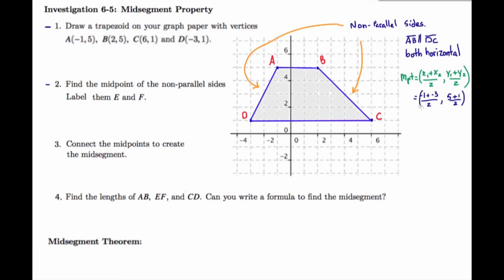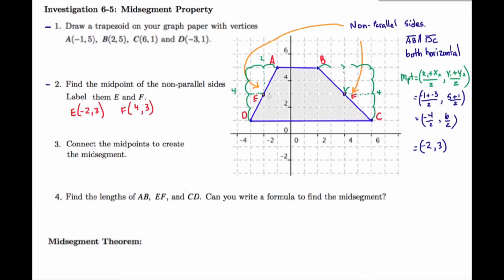So I'll make the substitution here, -1 plus -3 divided by 2, and 5 plus 1 divided by 2. And I get the point (-2, 3), as I'm labeling here. But you can also find this visually. You can see that we have to rise up 4 units and over 2 units to get from D to A, and I can just take half of that to find the midpoint. So I'll just find it visually here between B and C and find that my coordinate is (4, 3) for F. So E is (-2, 3), F is (4, 3).